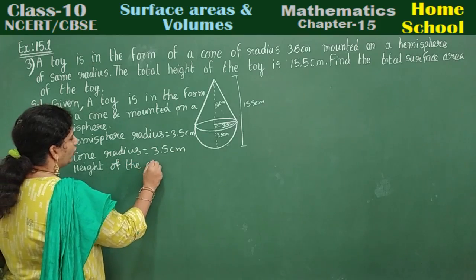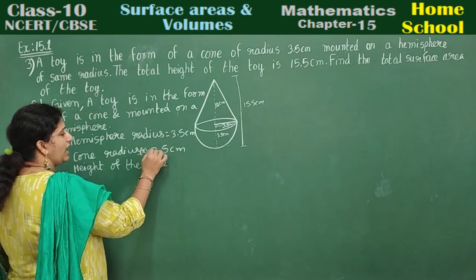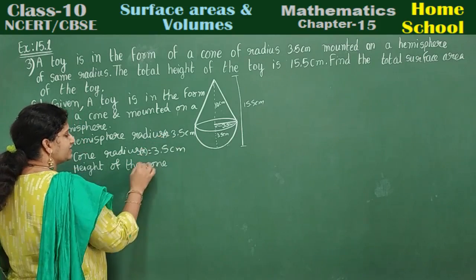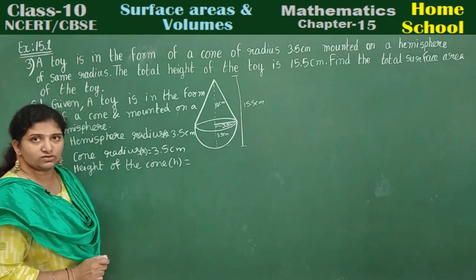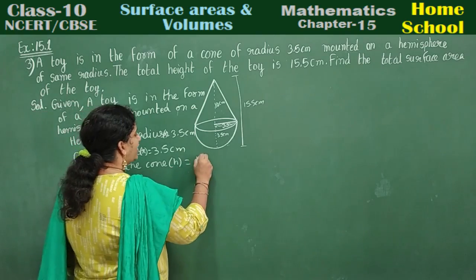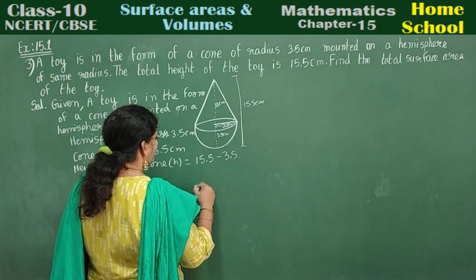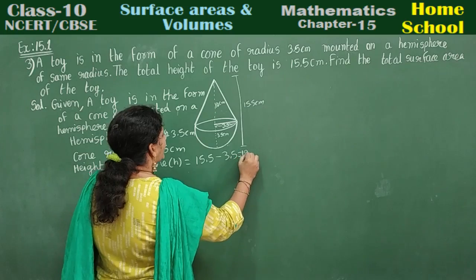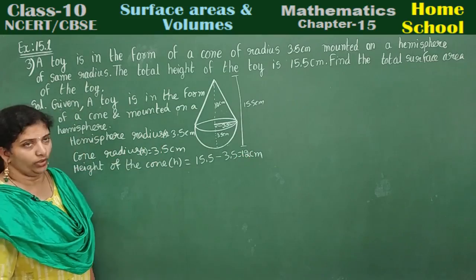Height of the cone. See children, while you are writing your statements, you can use R for radius. Height of the cone, H, is equal to... these letters also you represent. Height of the cone, how are we going to get it? From 15.5 centimeters, if you subtract 3.5, you are going to get 12 centimeters. That is the height of the cone.